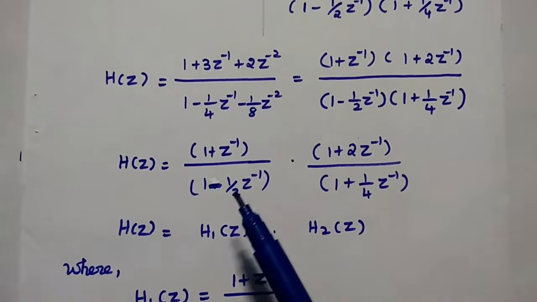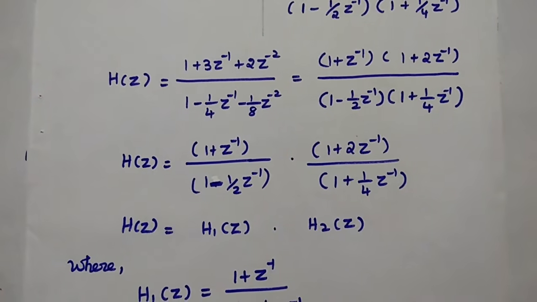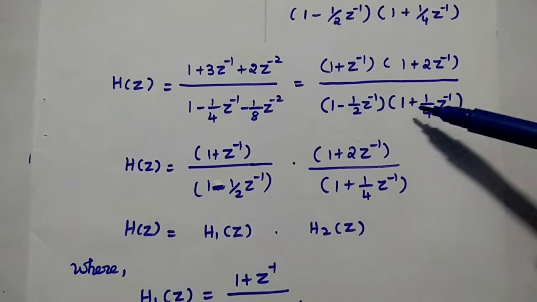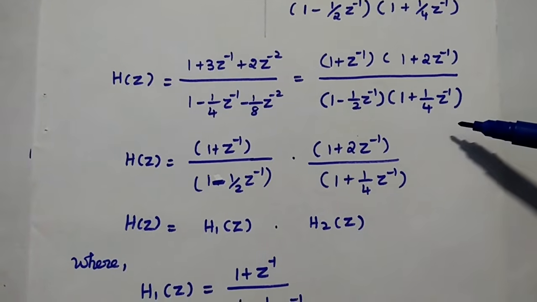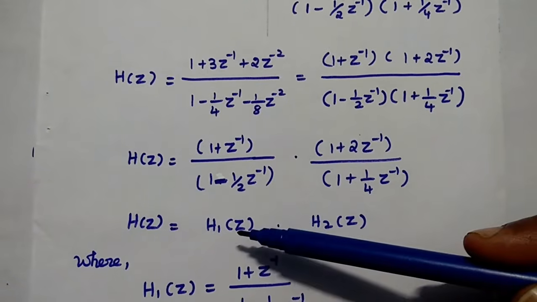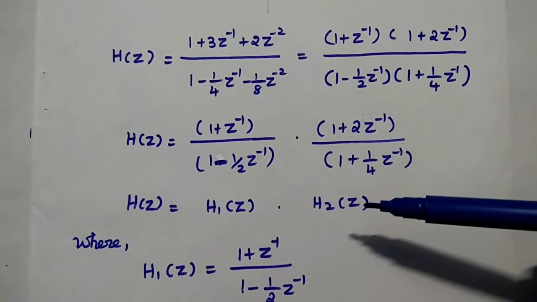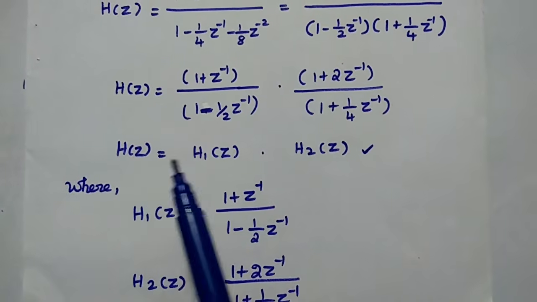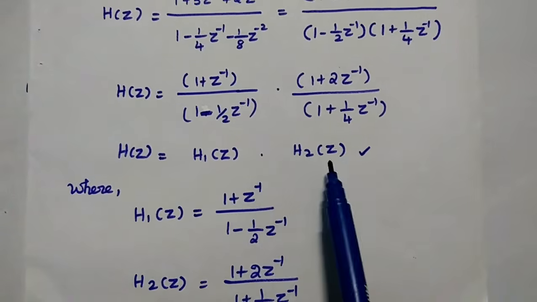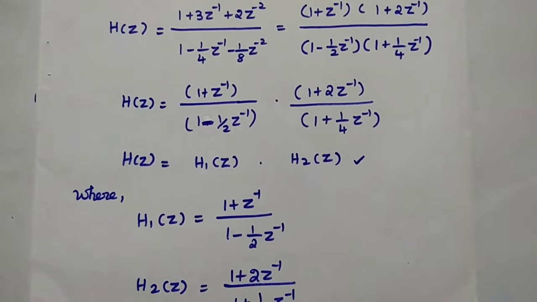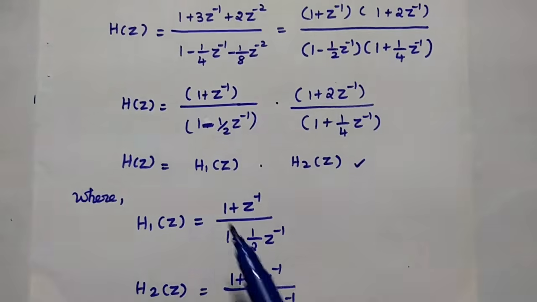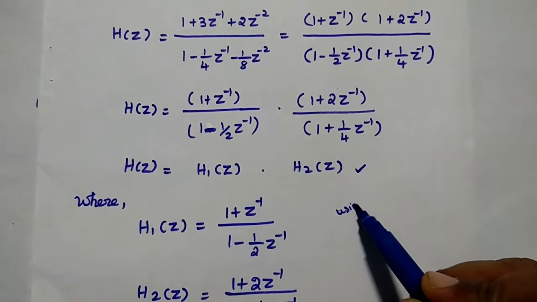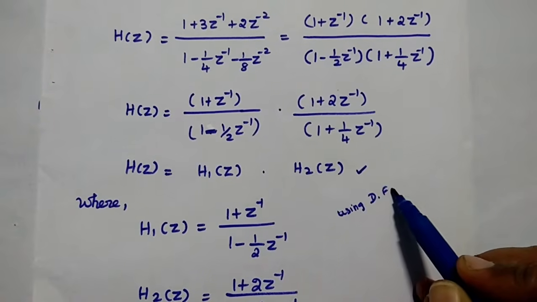1 plus z power minus 1 divided by 1 minus 1 by 2 z power minus 1, multiplied with 1 plus 2 z power minus 1 divided by 1 plus 1 by 4 z power minus 1. So consider this as H1 of z, and this as H2 of z. So the first step is completed, right? H of z is expressed as a product of several system functions. What is the second step? We are going to realize this H1 of z and H2 of z using the direct form 2 method. Okay.